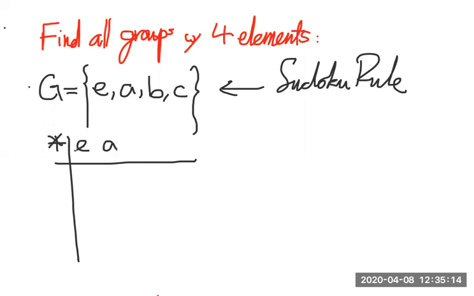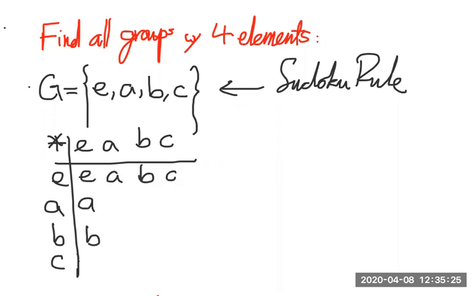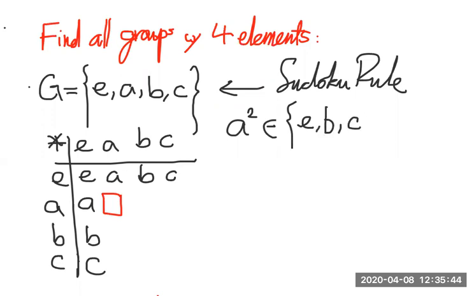We have E, A, B, C here, and here we also have E, A, B, C. So E times E is E, and so on. Okay, so we start with A squared. We should decide about A squared. A squared can't be A because we already have A in that row. So it should be something between E, B, and C. We should choose one of these.